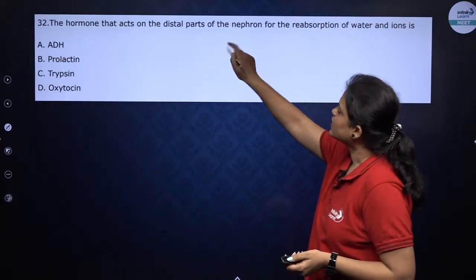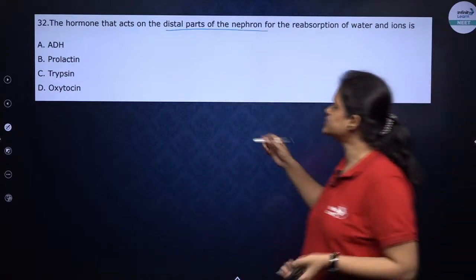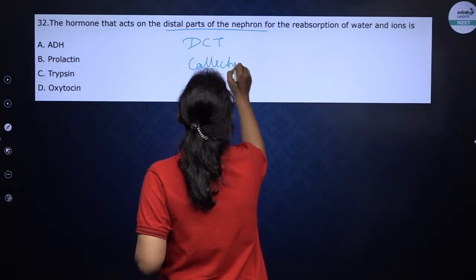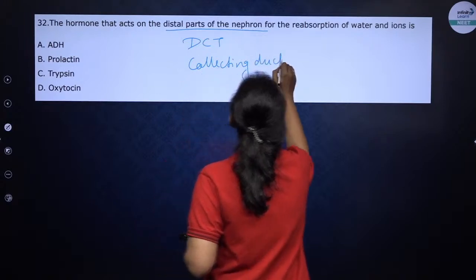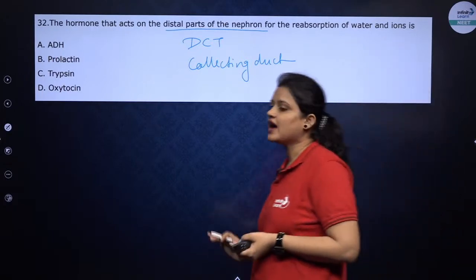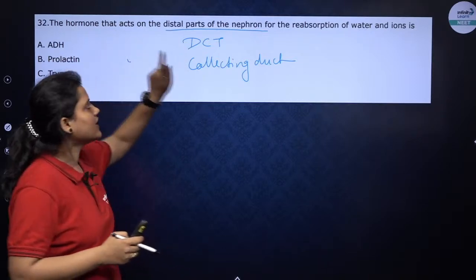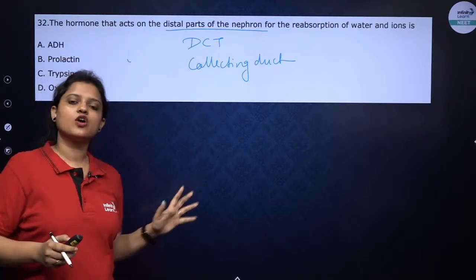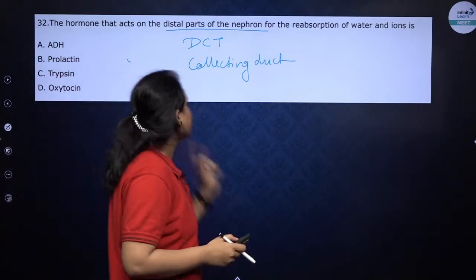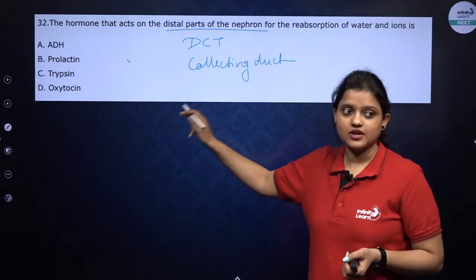The hormone that acts on the distal part of nephron. What is the distal part of nephron? They are talking about DCT and collecting duct, right? So DCT and collecting duct for the reabsorption of water and ions. Which of the following hormones will act on DCT and collecting duct and cause reabsorption of water and ions? You have four options: ADH, prolactin, trypsin and oxytocin, right?